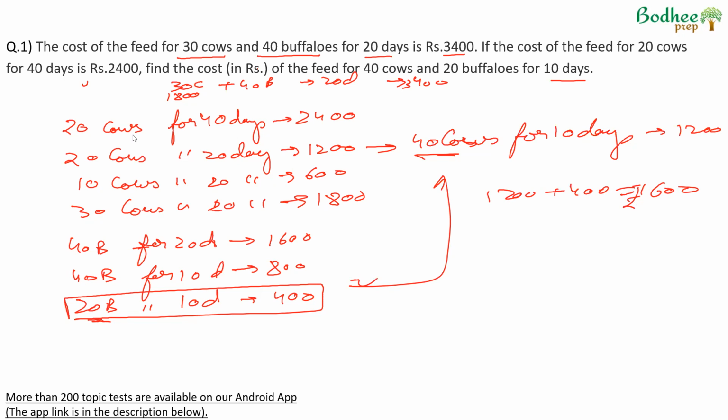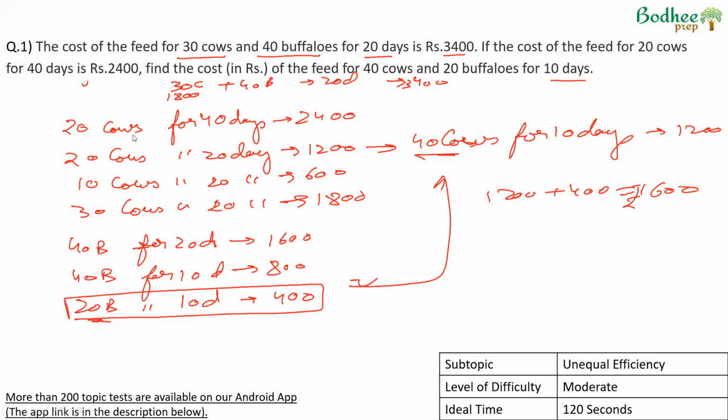Again, equations can become a little confusing. We get into solving the equation, and I think that ends up eating more time. So it's a moderate level of difficulty, and the attempt time can go up to 120 seconds.